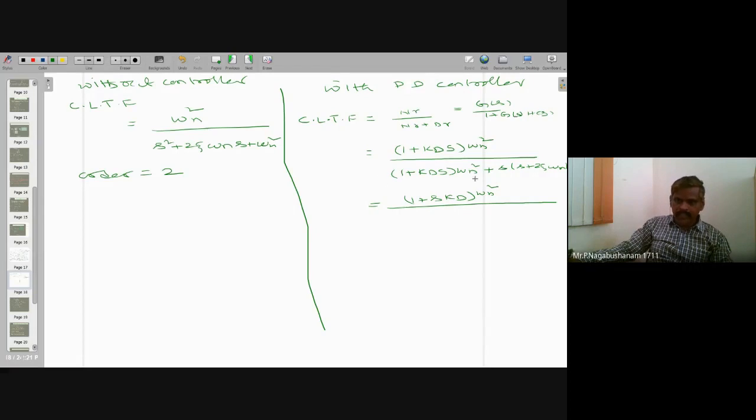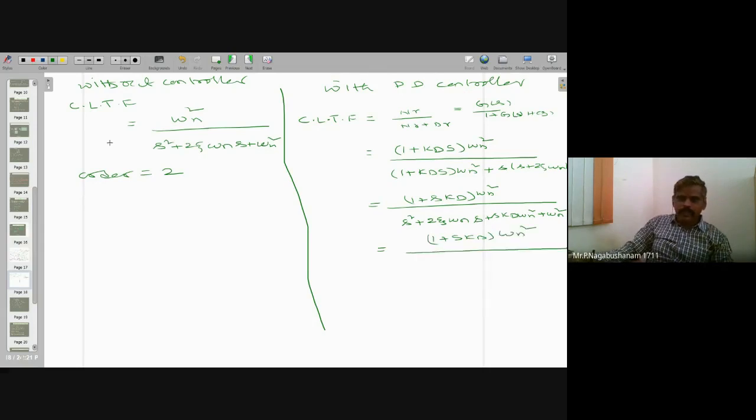the highest power. I want s square, so multiply s into s square plus 2 zeta omega n into s. Just send this inside: s square plus 2 zeta omega n s plus, sending this omega n square inside, yes, Kd omega n square into s is there. I'm writing in decreasing order: Kd omega n square s plus omega n square. I'm just going to rearrange the denominator term. The numerator I'm not changing, omega n square.